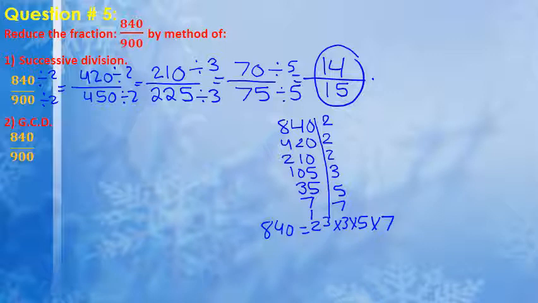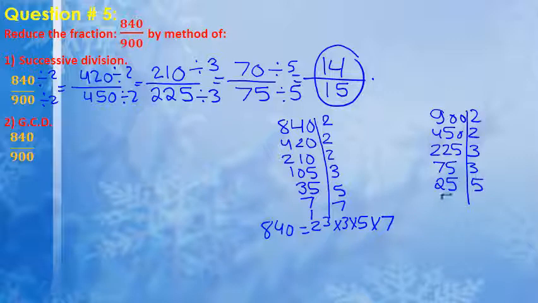Now the prime factors of 900. Divided by 2, it gives us 450. Divided by 2, it gives us 225. 225 divided by 3 gives us 75. 75 divided by 3 gives us 25. 25 divided by 5 is 5, and 5 divided by 5 is 1. So the prime factors of 900 are 2 squared times 3 squared times 5 squared.